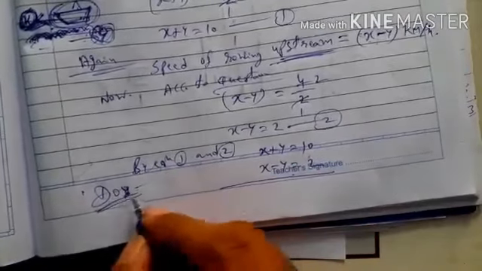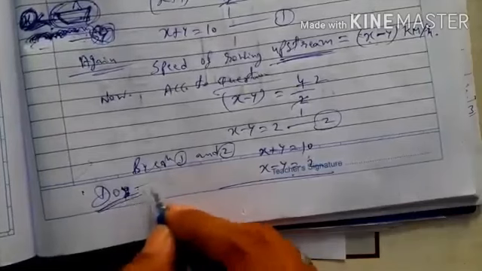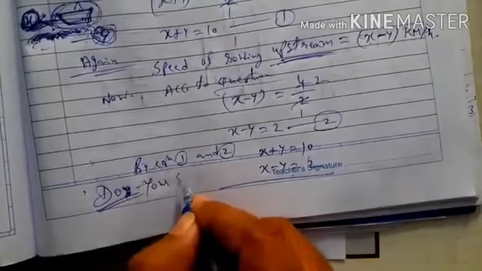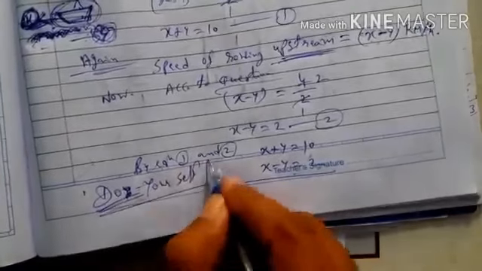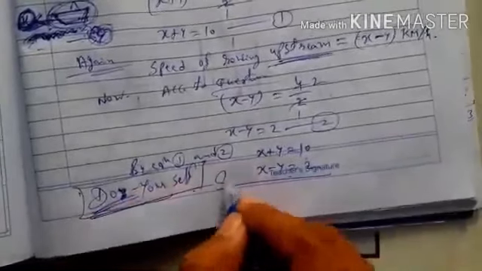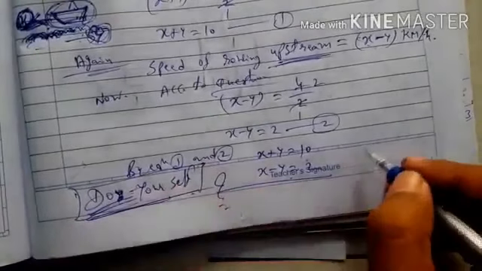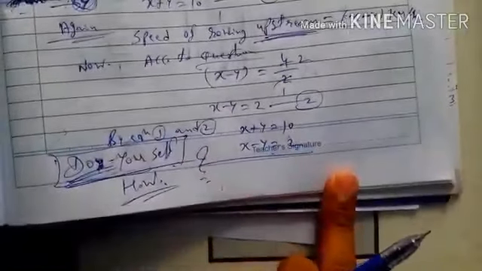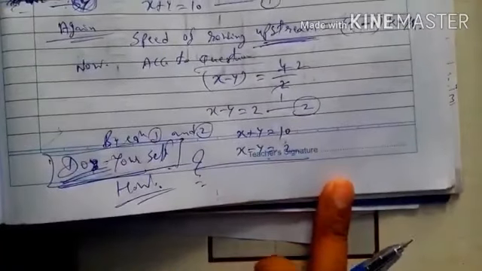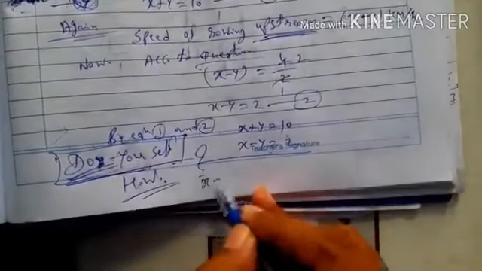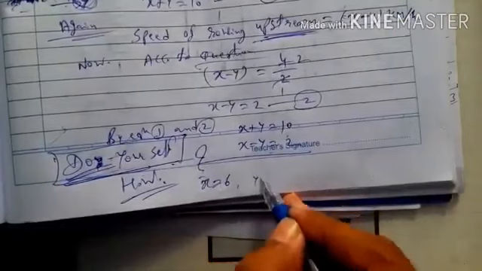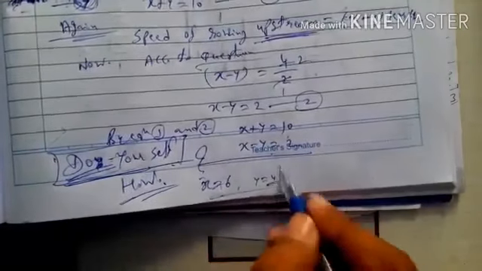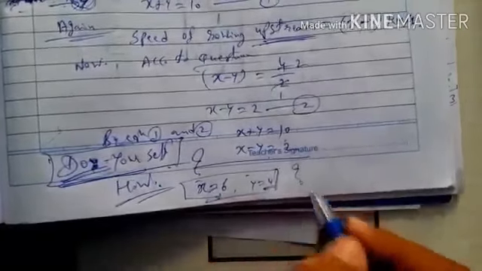The remaining question is homework, so do it yourself. Okay students, find the values of x and y and get the answer. Here x equal to 6 is the answer and y equal to 4 is the answer. So find the answer. It is homework. Thank you.